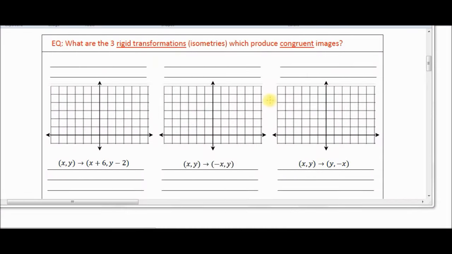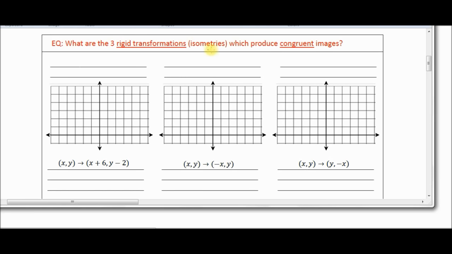This video is titled Rigid Transformations. It is found on the bottom flap of section number 1 of your Unit 7 Similarity Flipbook. This is basically a review video because you've already learned these last year in Integrated Math 1, but I need to go over them with you because they also apply and tie into some of the things we're learning in this unit. So your essential question for this video is, what are the 3 rigid transformations which produce congruent images?